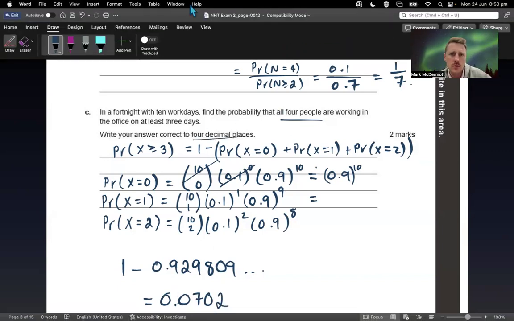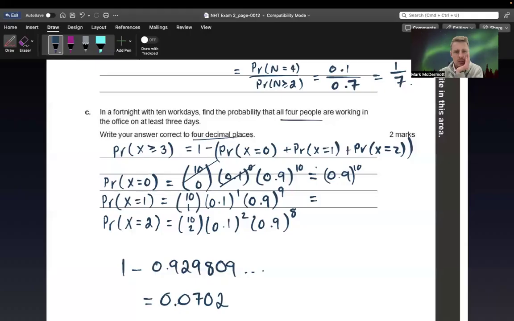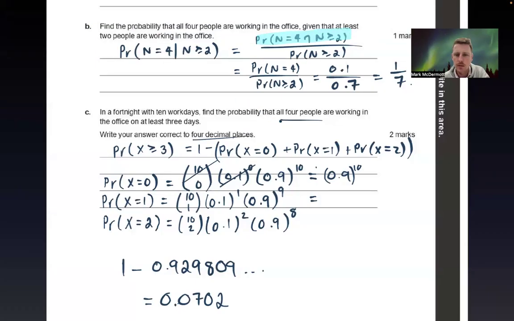Okay, let me see if I can explain that better. Maybe I'll just add, which I should have said at the start, that we're saying X is binomially distributed, and a success represents 4 people being in the office on one day. I could be confused about this, so let me know if you think I've done something wrong there.